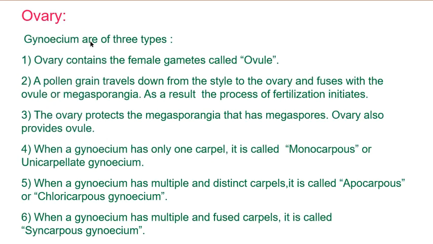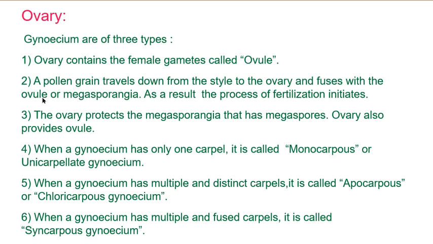Moving forward, the ovary. Gynoecium or ovary are of three types. The ovary contains the female gamete called ovule. A pollen grain travels down the style to the ovary and fuses with the ovule. As a result, the process of fertilization initiates. The ovary protects the megasporangia that has megaspores.